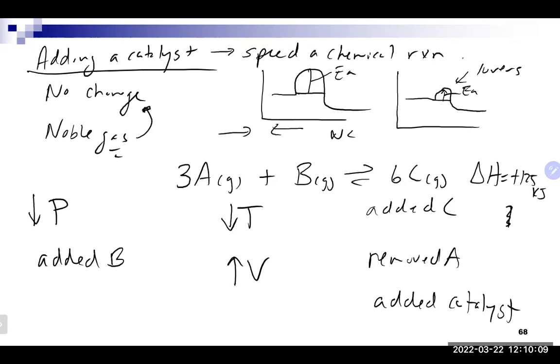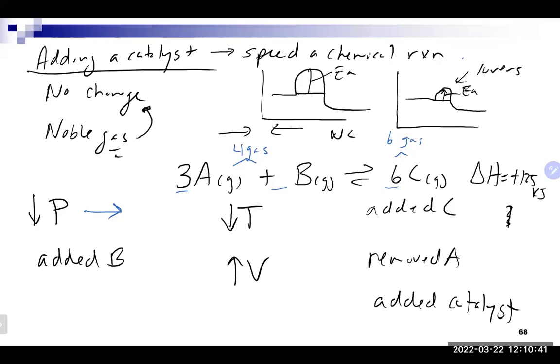It means the volume went up. And to fix that, we again need more gas molecules in that larger volume. So looking at our equation here on the left-hand side, I got 3 and 1, which is 4 gas molecules. Again, just simply counting the coefficients there for anything with the G. On the right-hand side, we obviously have 6 gas molecules. So in this case, it would shift to the right-hand side, which is our 6 gas molecules.